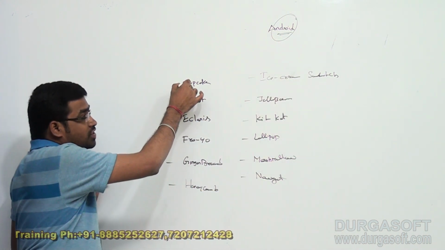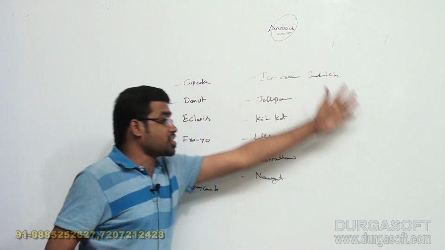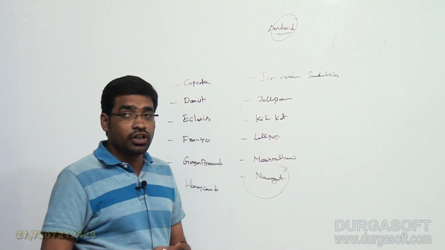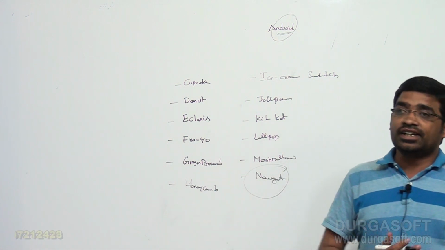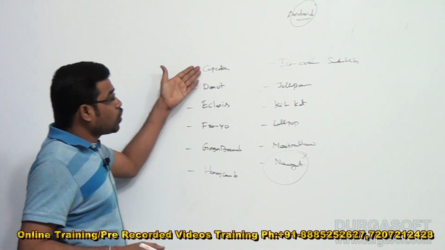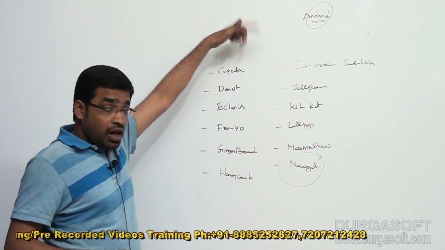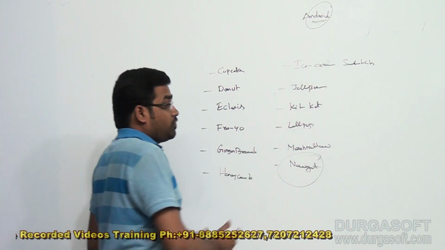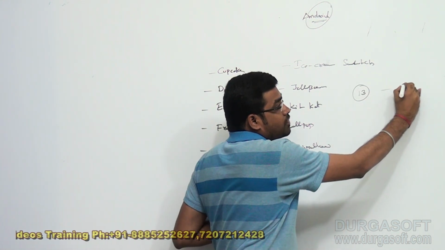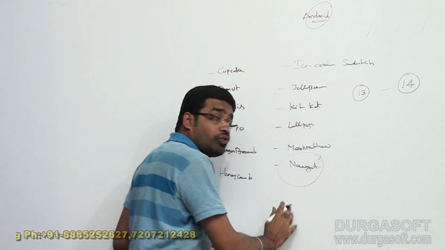That is from C, D, E, F, G, H, I, J, K, L, M, N. This is how the version names are categorized. Right now we are developing applications on Nougat, which is the latest version of Android. In total, counting 1 to 12 and the remaining A and B, that is 14 versions. So in 13 years of Android lifespan, they released 14 versions.